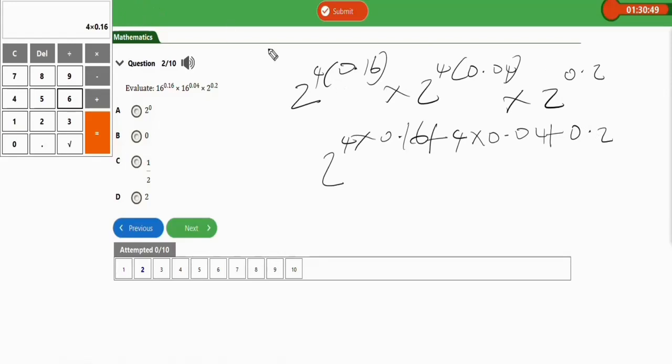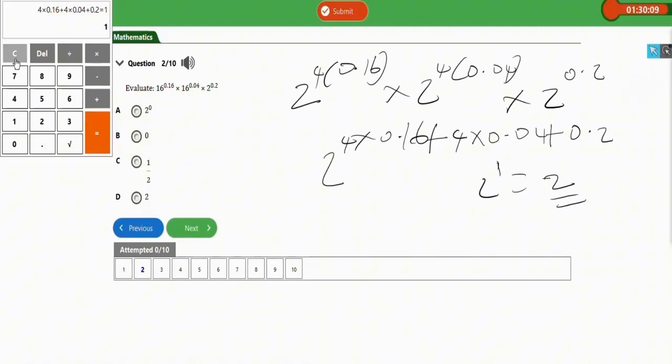So when you add these things together, 4 times 0.16 plus 4 times 0.04, okay, plus 0.2. What's the output? We have it to be 1. So basically, since we have it to be 1, this is the same as 2 to the power 1. And 2 to the power 1 is the same as what? 2. The correct option in this question is what? Option D, which is what? 2. So it's as simple as this.